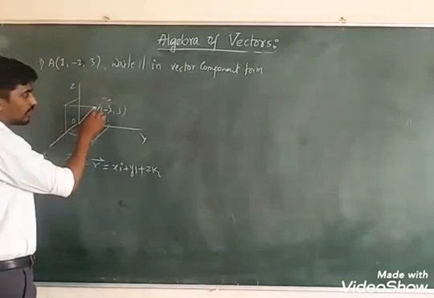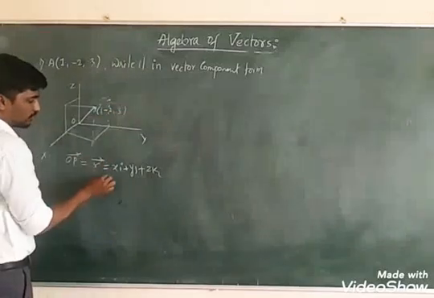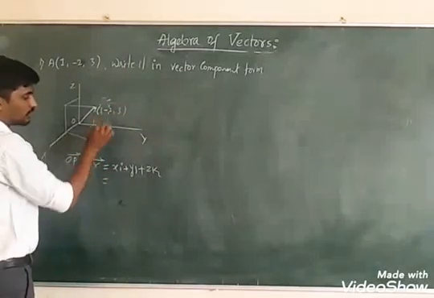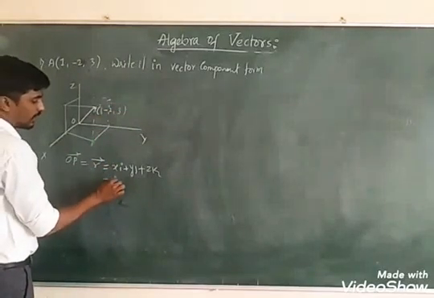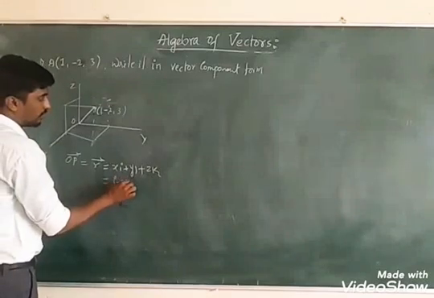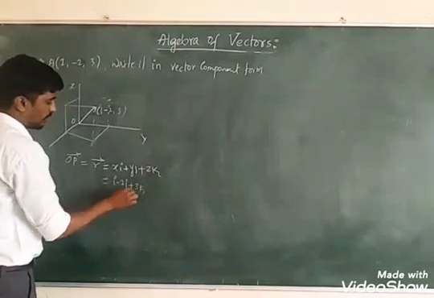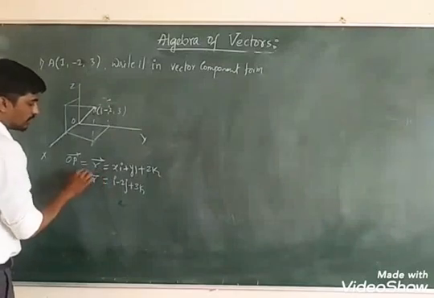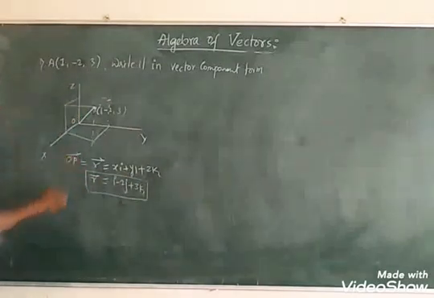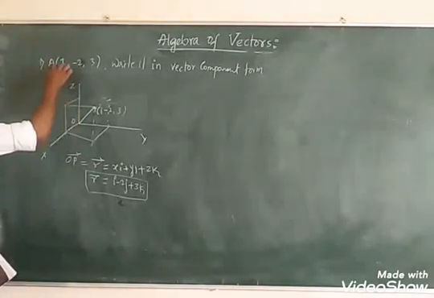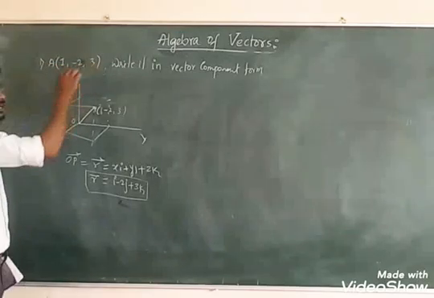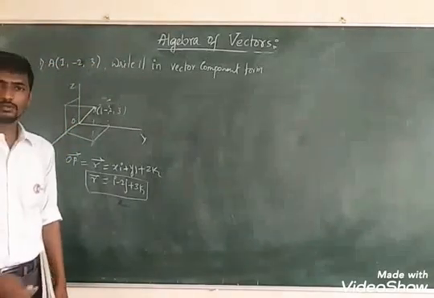Similarly here we have x, y, z. So I write x as 1, and it is i minus 2j plus 3k. This represents the vector component of the point P of (1, -2, 3).